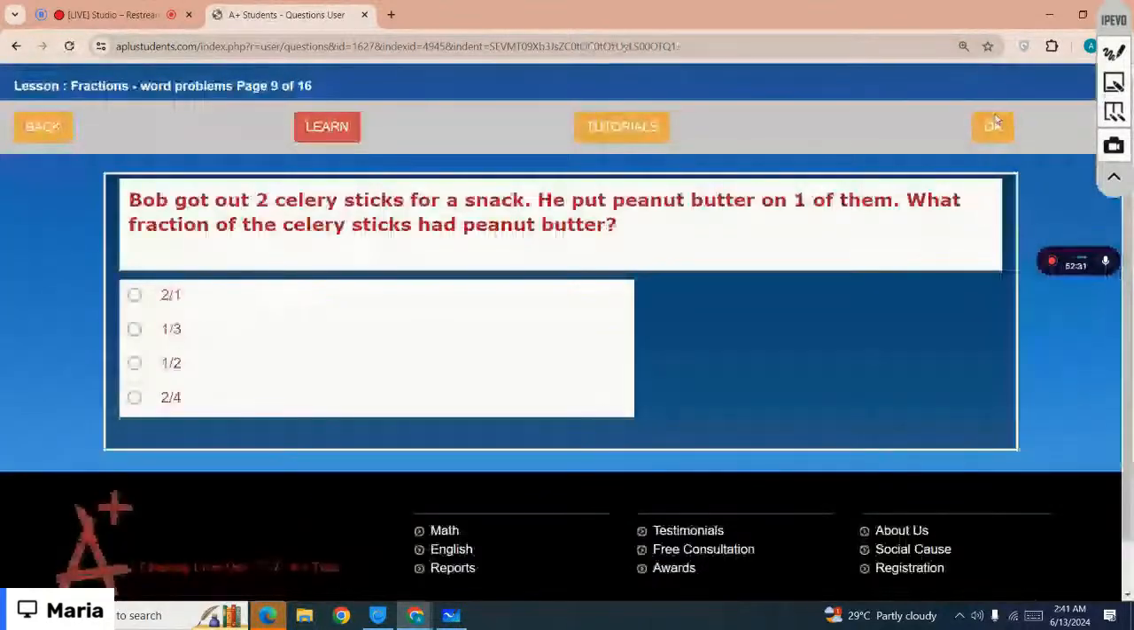Bob got out 2 celery sticks for a snack. He put peanut butter on one of them. What fraction of the celery sticks had peanut butter? So, which is the correct option? That would be 1 out of 2. The correct option is 1 out of 2.